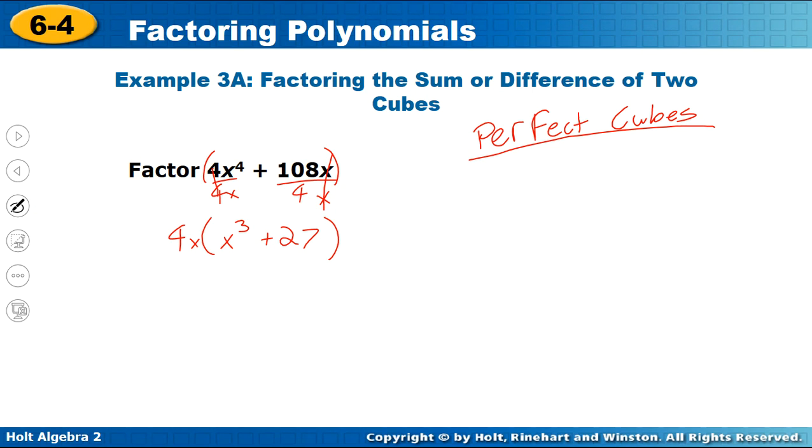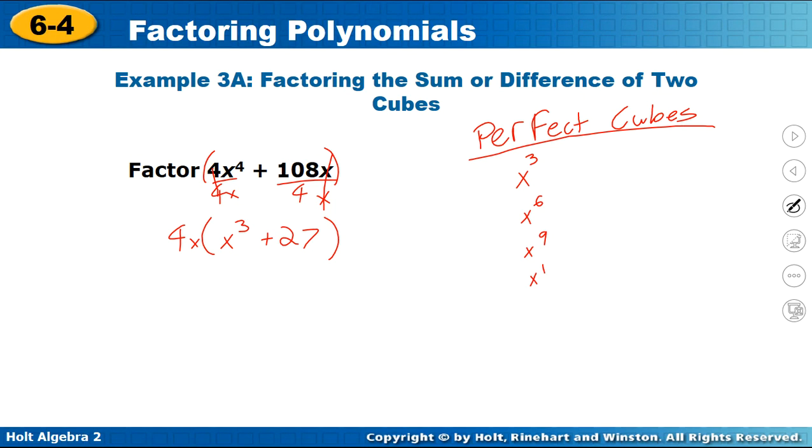Variables are pretty easy. So perfect cube variables would be x to the third, x to the sixth, x to the ninth, x to the 12th, x to the 15th. You can probably see the pattern there. All these are going up by 3, right? Those are perfect cubes in terms of your variables because of the types of exponents they are. X to the 4th is not a perfect cube, okay? Only these are, and of course, any succeeding one going by 3 for the exponent.